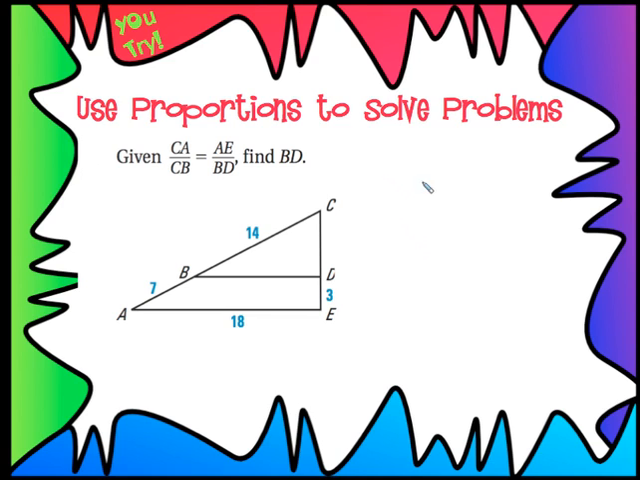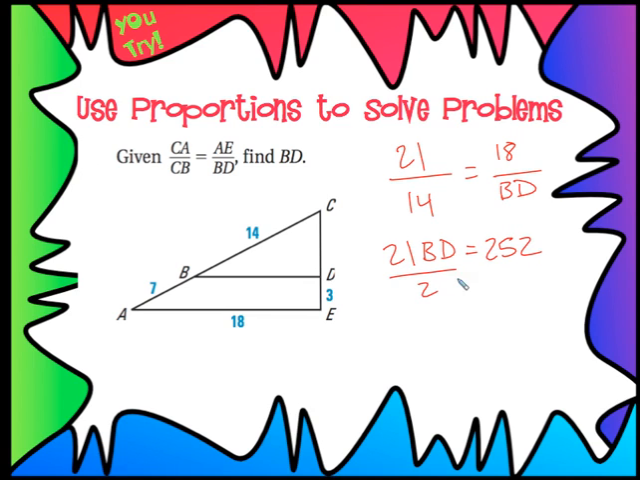Okay, you can pause this and try them. CA, you have to add that together. That's 21. CB is 14. AE is 18. BD, we don't know. So we get 21 BD, and 14 times 18 is 252. Divide both sides by 21, and you would get BD equals 12.